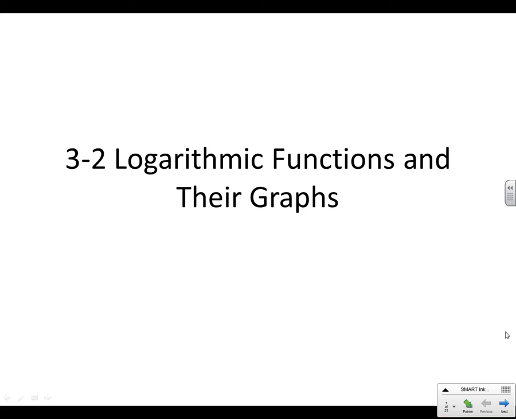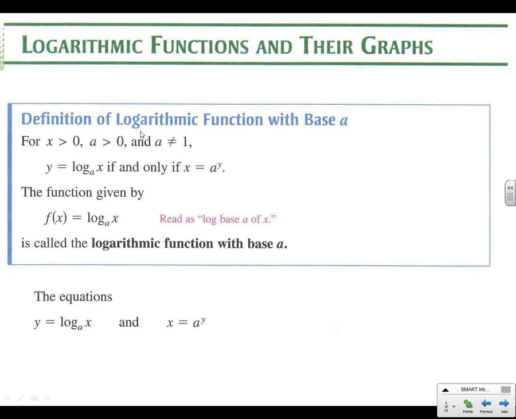All right, let's get started with chapter 3.2, logarithmic functions and their graphs. So we're going to introduce the concept of the logarithm in this section. And so all the logarithm is, if we don't know what the exponent is, the logarithm will get it for us. So here's how we set it up.